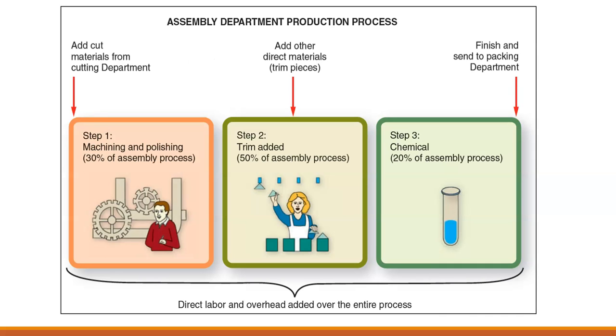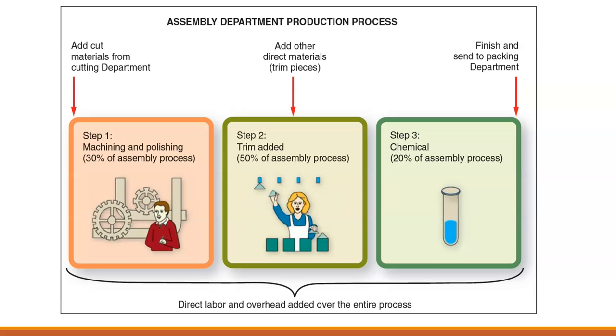Now we're going to look at the assembly department. The assembly department has 3 steps in their production process. In step 1, they add the cut materials from the materials that they received from the cutting department. Step 1 is 30% of the assembly process. So if we end the period when items are in step 1, they will be 30% complete.